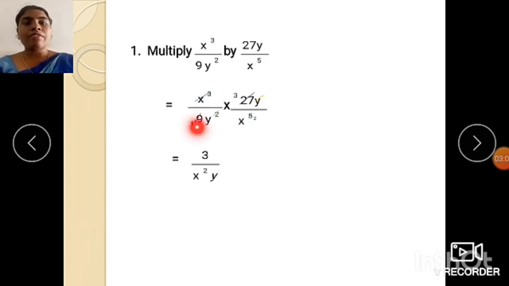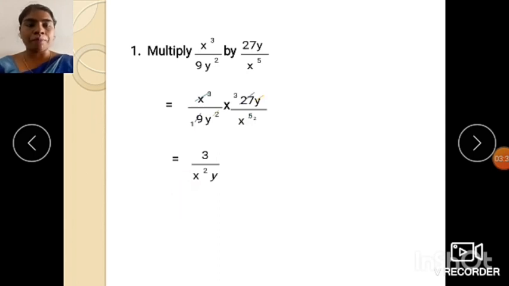Here I have 9 and here I have 27, so we can cancel those values. 9 ones are 9 and 9 threes are 27. Next, here we have x cube and here I have x power 5. x power 5 has the greatest degree, so when we cancel x cube from x power 5, the remaining value will be x square.